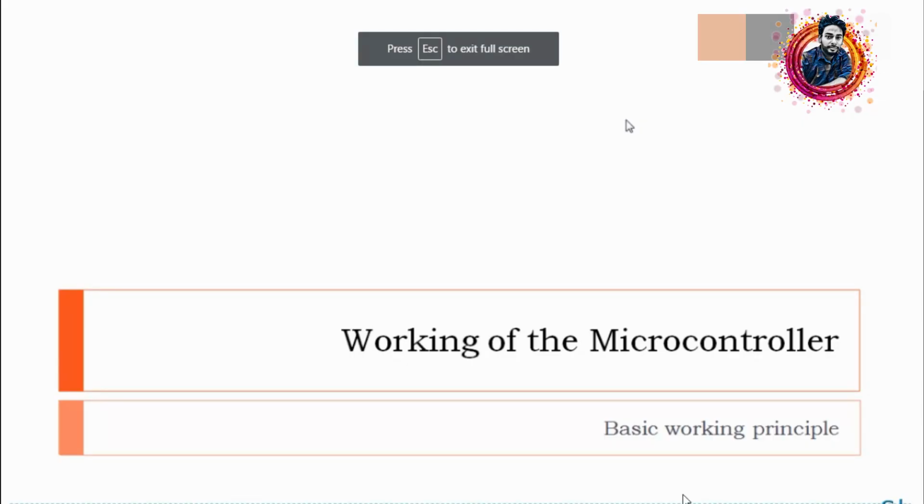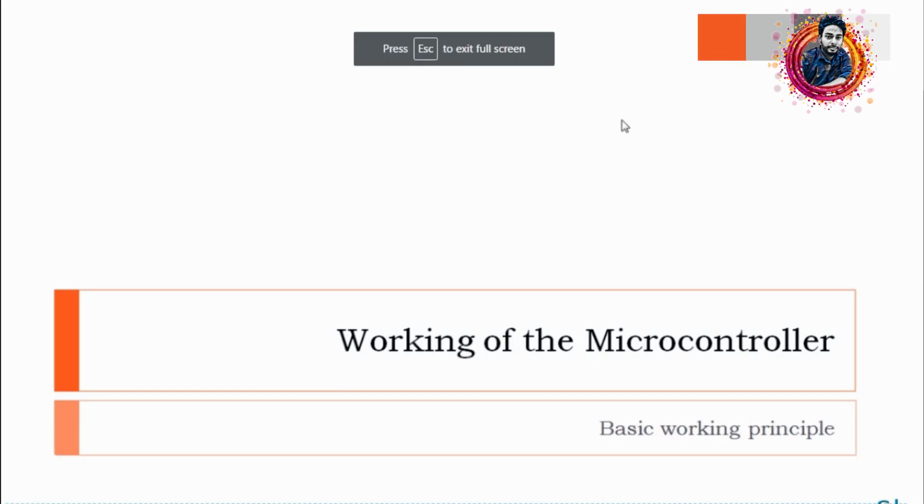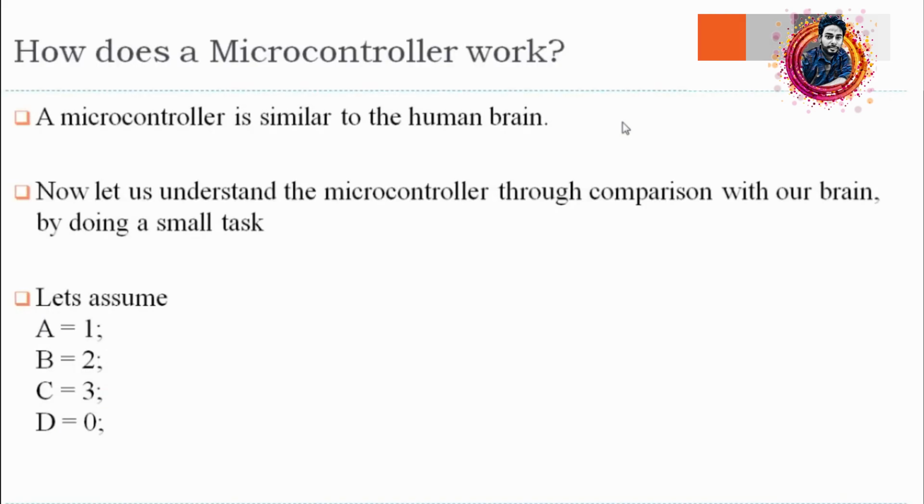Welcome to the module on Brain of the Robot. In the previous module, you learned about the working of IR sensors. In this video, you will learn about the working of the microcontroller, which is used to read the output from the IR sensors. As already discussed, the microcontroller is similar to the brain of the robot.